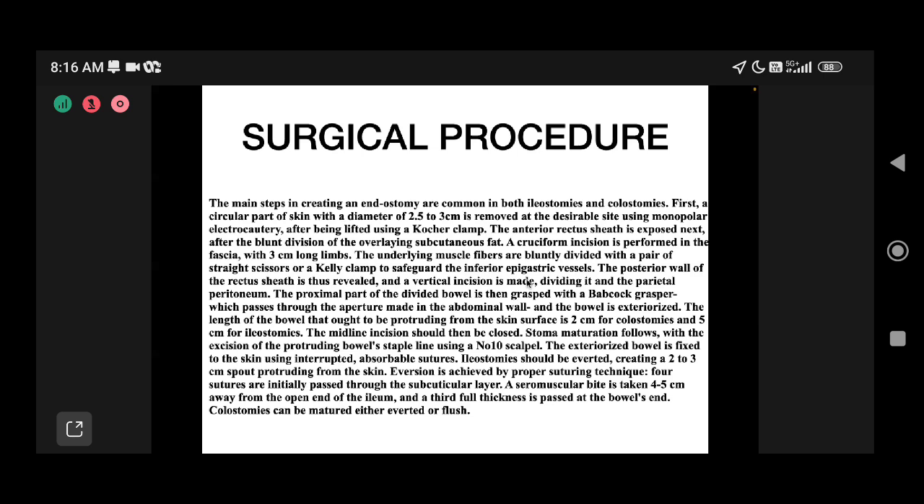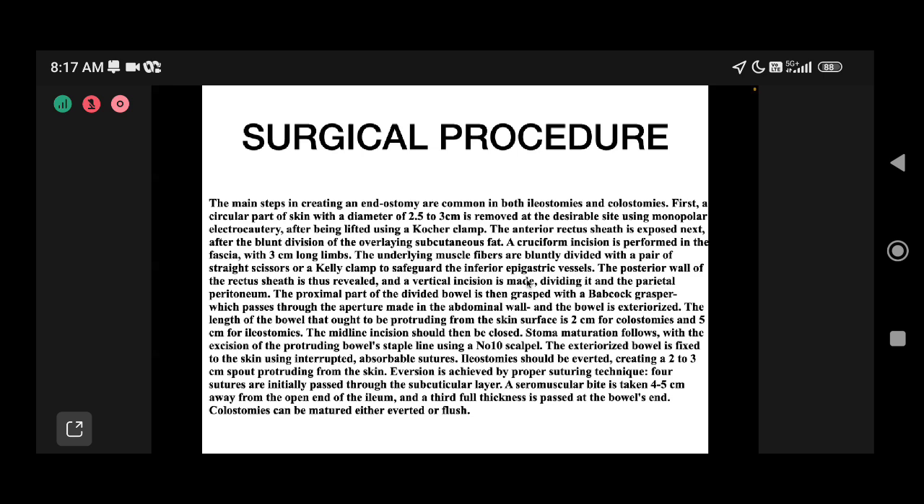See this, 3 centimeter long limbs, should not be a very big one. The underlying muscle fibers are bluntly divided with a pair of straight scissors or a Kelly clamp, and safeguard the inferior epigastric vessel, which can be encountered. That is the most important. We should not injure that. Sometimes when we do stoma, we are not aware there can be injury to this vessel. It can cause a lot of bleeding in the postoperative time. Then the posterior wall of rectus sheath is revealed, and a vertical incision is made, dividing the parietal peritoneum.